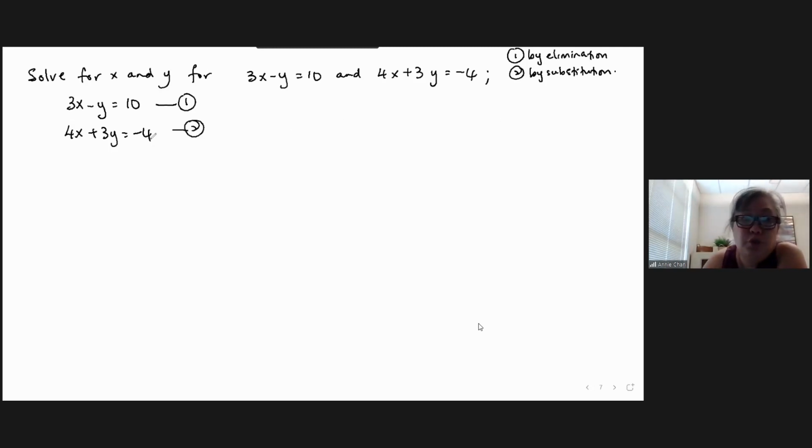So if you want to do elimination for this problem, you have to either set x to be the same number or y to be the same number, and then you eliminate that way by adding or subtracting the 2 equations. Okay, so which method do you want to do?